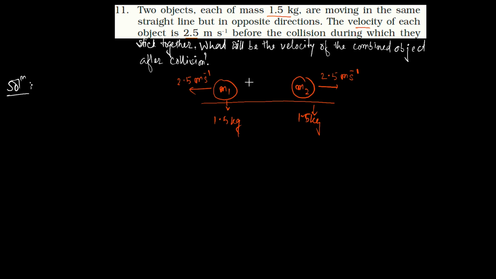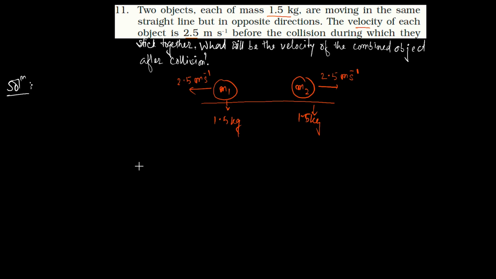Since they are now moving in the opposite direction, but before, they were stuck together. If the two objects are moving in opposite directions, there is no possibility that they are going to collide. But it is possible that before moving in the opposite direction, they had some collision. After that they are just moving in opposite directions. Simple concept. This is what it is saying. Now they are asking what will be the velocity of the combined object after collision.